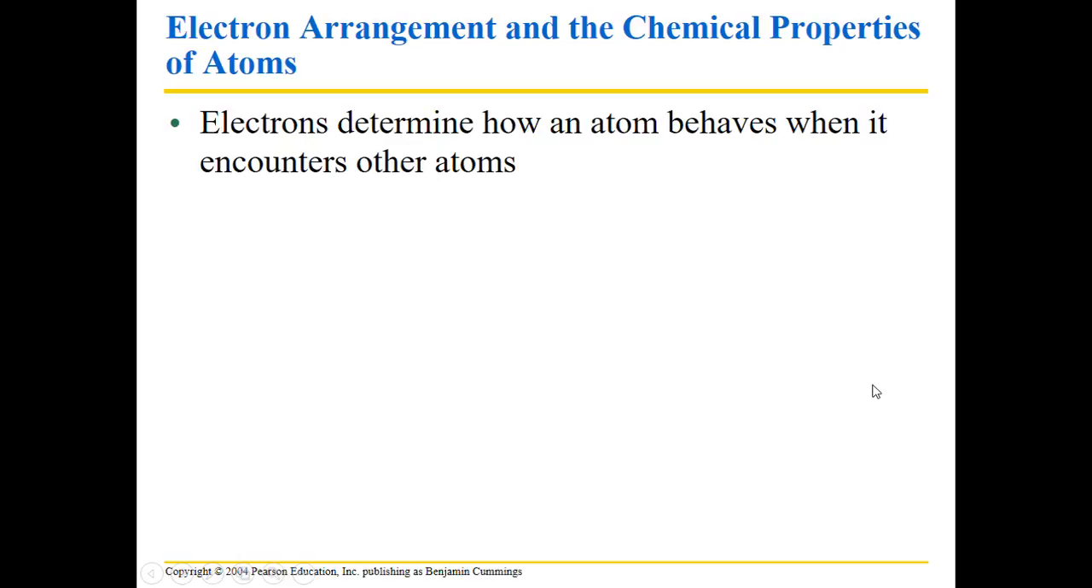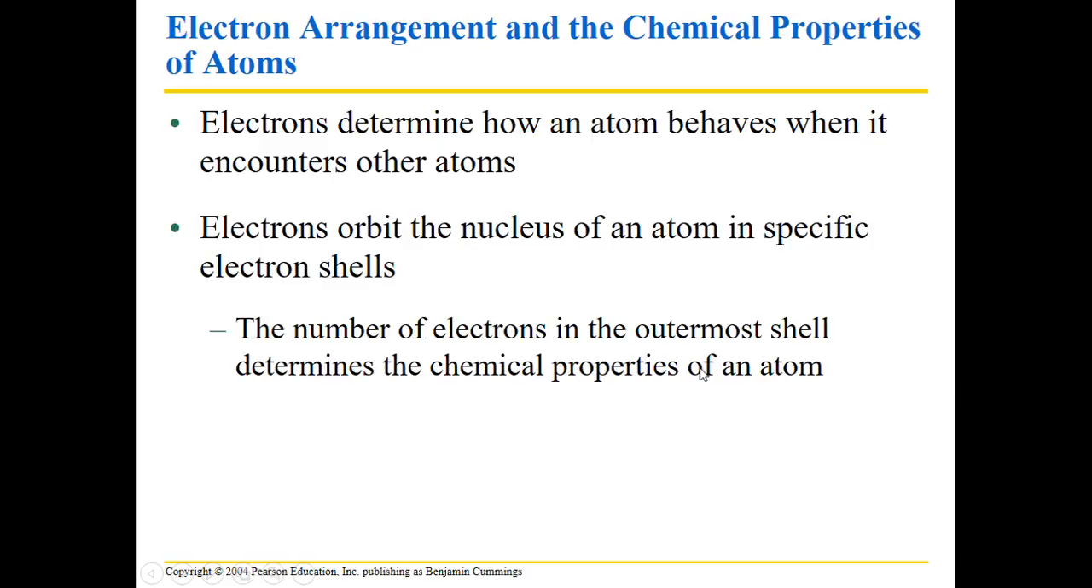Alright, so electron arrangements. They fill shells. Electrons fill shells in a specific order, and they want to have a full outer shell. So electrons orbit the nucleus of an atom in specific electron shells, and they want to have all these shells filled.